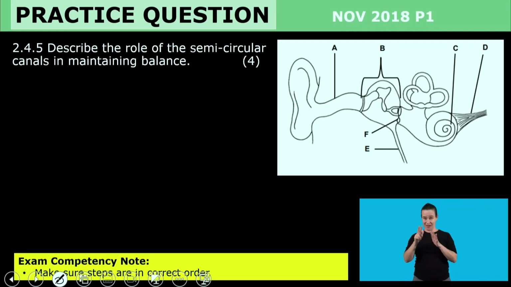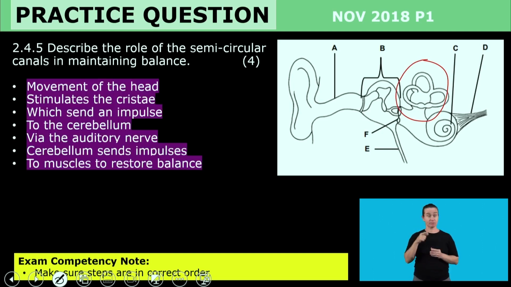November 2018, paper 1, 2.4.5, describe the role of the semicircular canals in maintaining balance. This is for 4 marks. So we are looking at semicircular canals. Do you remember the receptors there? So we are saying that the movement of the head stimulates the cristae, which send the impulse to the cerebellum via the auditory nerve, and the cerebellum sends impulses to the muscles to restore balance. That is the function of the semicircular canals.